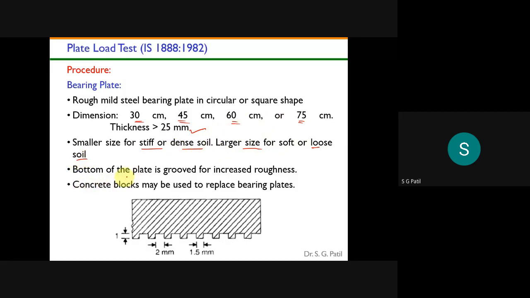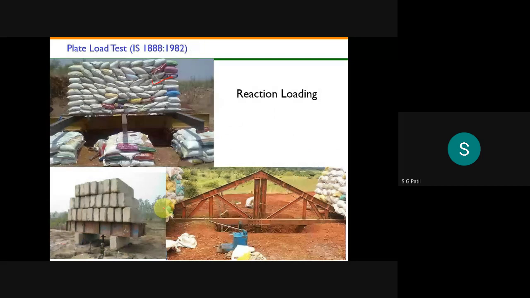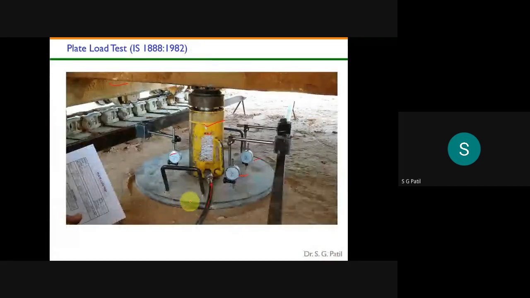The bottom of the plate is grooved to increase the roughness. If you see the lower surface, if you lift this plate, inside it there will be some grooves like this.